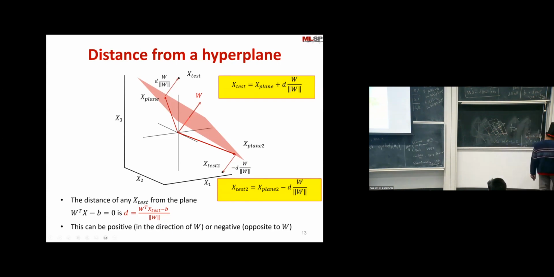So I don't know if there are any questions on the geometry so far. We're going to be using this, okay? For that last one, is the sign pointing away from W? Yes. It's pointing on the other side.